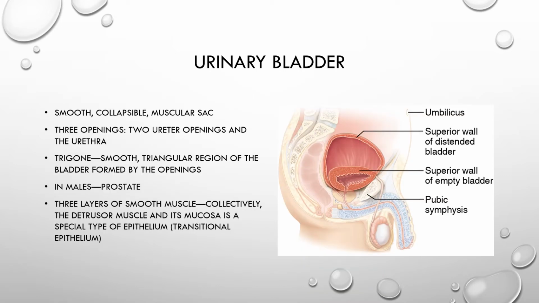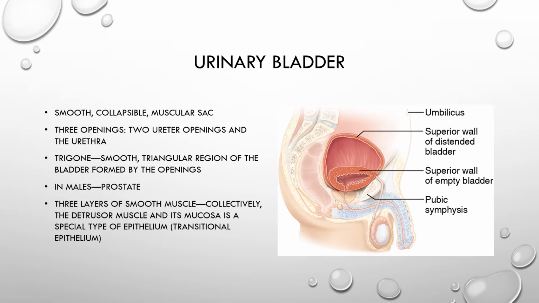Urinary bladder. It's a smooth collapsible muscular sac that stores urine temporarily. It is located retroperitoneally in the pelvis, just posterior to the pubic symphysis, and you can see that in the image here on the right. A scan of the interior of the bladder reveals 3 openings: 2 ureter openings called ureteral orifices, and the single opening of the urethra, the internal urethral orifice, which drains the bladder.